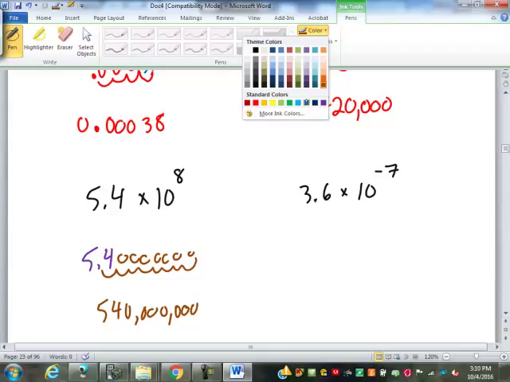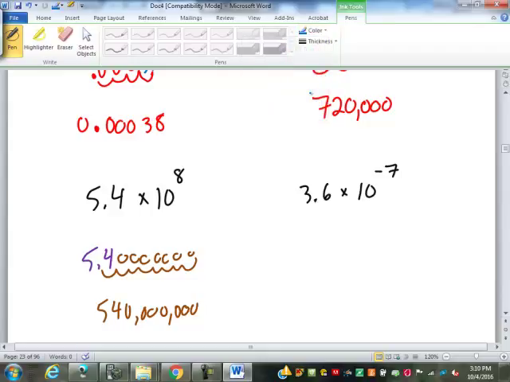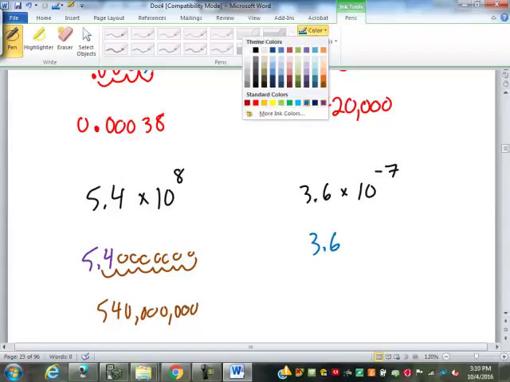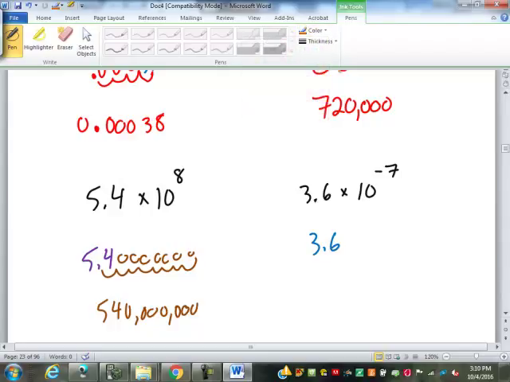3.6 times 10 to the -7 becomes... Okay, I will just do it out. So we start out with 3.6. And -7, of course, means it's going to be a small number, a decimal number. So we got to move 7 spots to the left. 1, 2, 3, 4, 5, 6, 7. So that's actually 3,600 millionths.